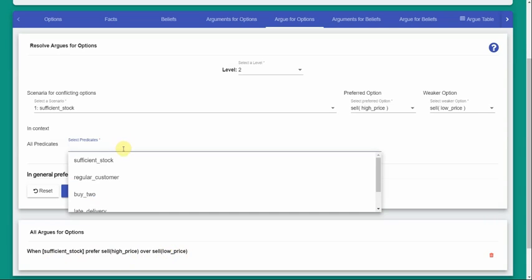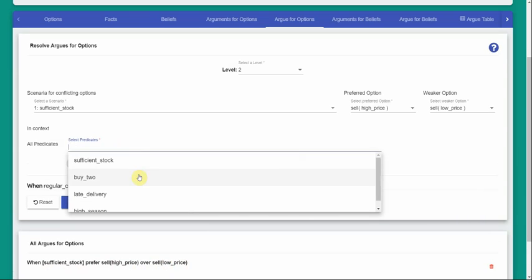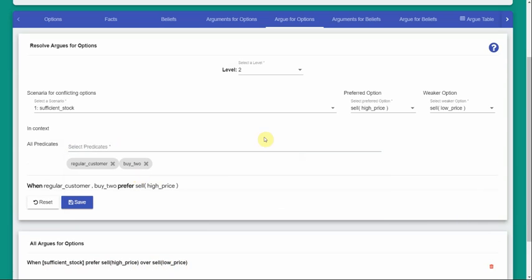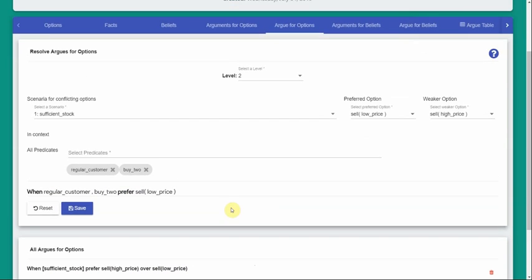However, there are exceptions. When a regular customer arrives who wants to buy 2 items, I prefer to sell in low price over selling in high price. And I confirm it here. When a regular customer wants to buy two, I prefer to sell in low price. Yes, save this preference. Okay.